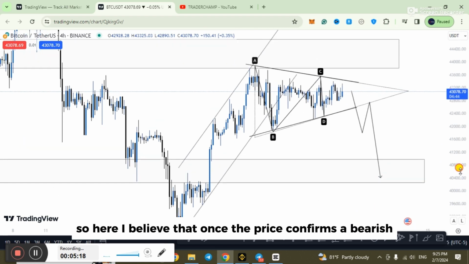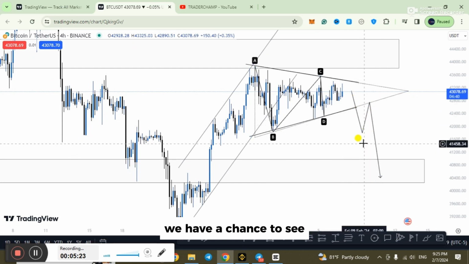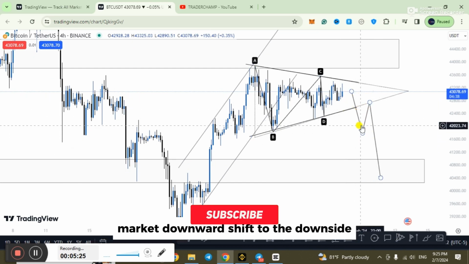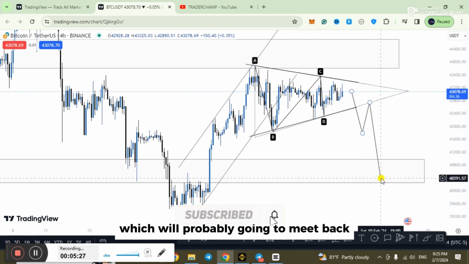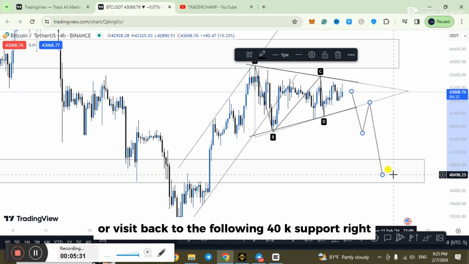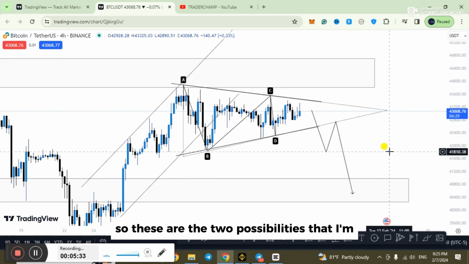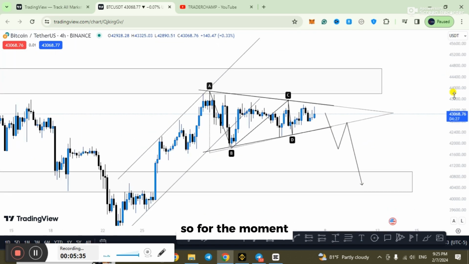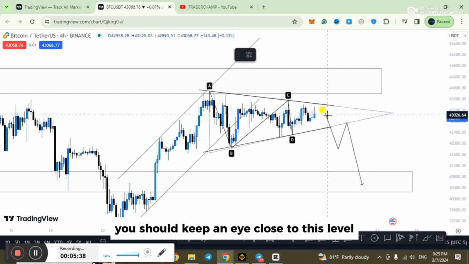So here I believe that once the price confirms a bearish breakout to the downside, we have a chance to see a market downward shift, which will probably meet back or visit back to the following 40k support, right? So these are the two possibilities that I'm expecting to see on the Bitcoin. So for the moment, you should keep a close eye on this level.